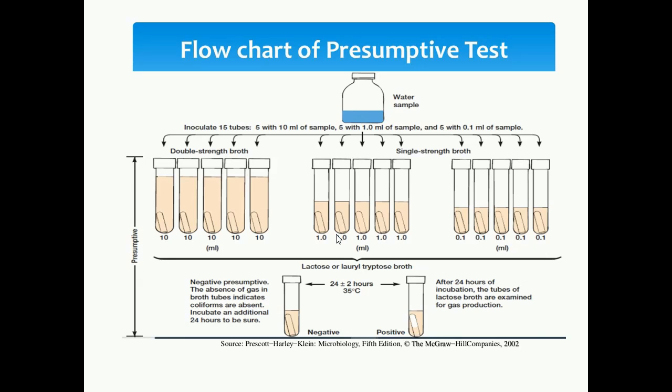After 24 hours of incubation, the tubes of lactose broth are examined for gas production. We are observing two different types of tubes. One is negative and one is positive. The negative Durham's tube doesn't show any gas in that tube. We observe on the right side a positive Durham's tube. The top half of the tube shows white color and the bottom of the tube shows the pink color. It indicates the presence of gas.